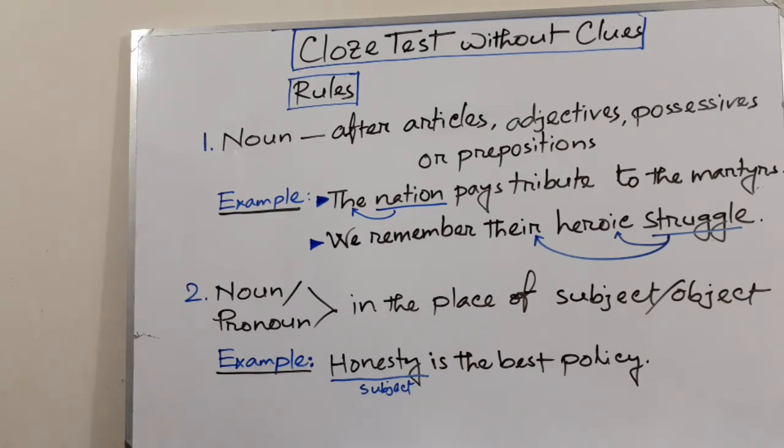Then rule number 2, noun or pronoun in the place of subject or object. It means if the gap is in the place of the subject of a sentence, or the object of a verb or preposition, then the word must be a noun or pronoun. For example, you can see honesty is the best policy. Here honesty is a noun because the place is the place of a subject. That's why the word is in the form of a noun.